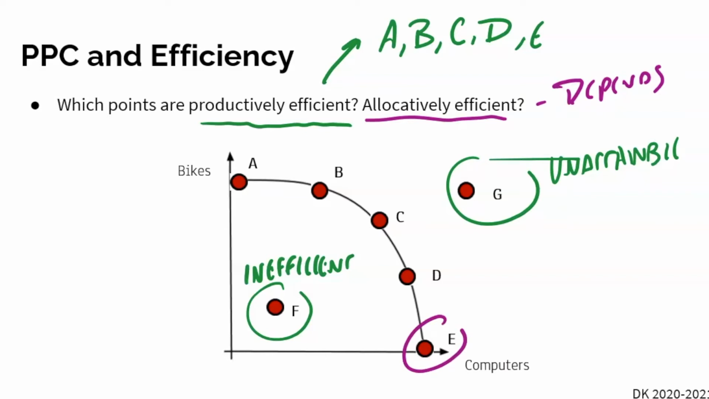Why? Well, because in this particular country, right, because they have no need for bikes, they shouldn't spend any of their resources towards the production of bikes. And instead, they should pour all their resources into the production of computers here.